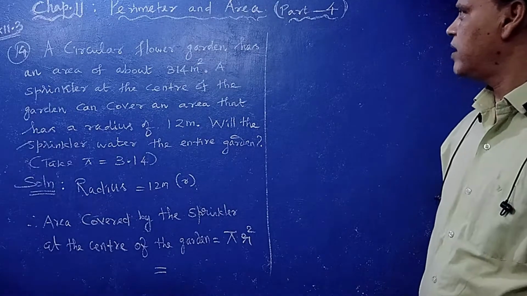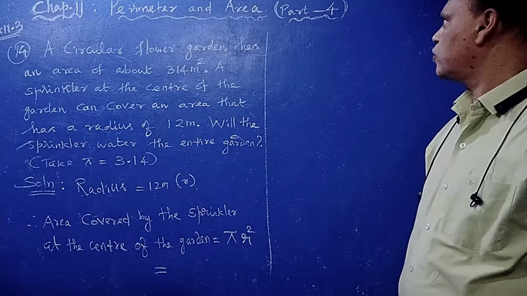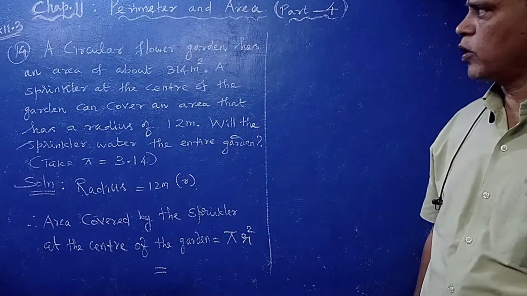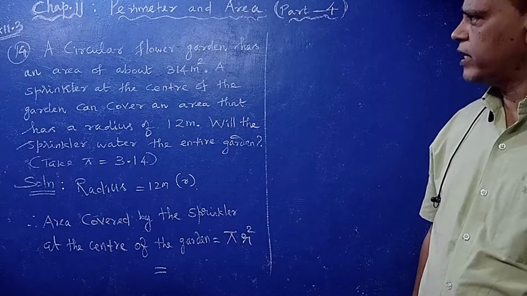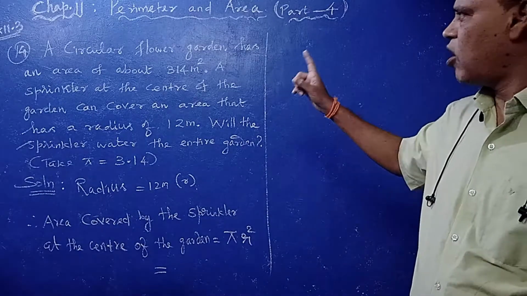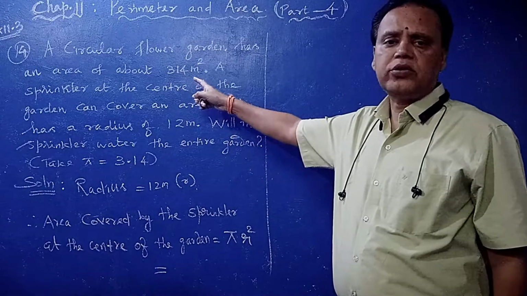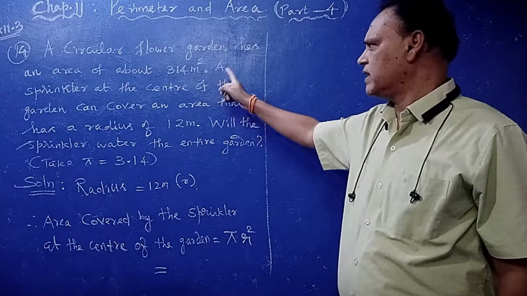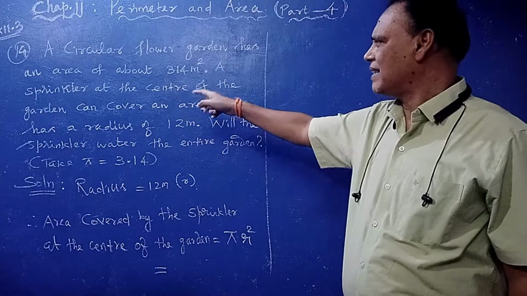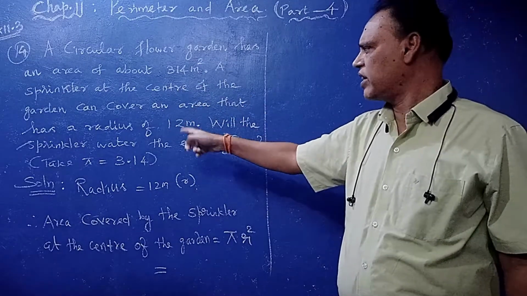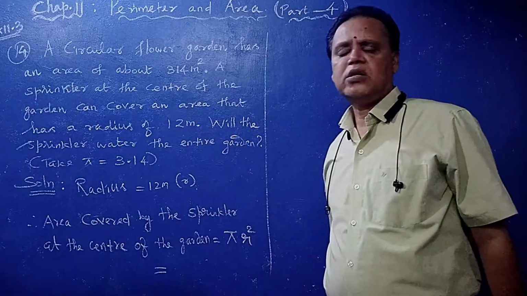Chapter 11, Perimeter and Area, Part 4, Exercise 11.3, 14th problem we will see. Read the problem. A circular flower garden has an area of about 314 meters square. A sprinkler at the center of the garden can cover an area that has the radius of 12 meters.